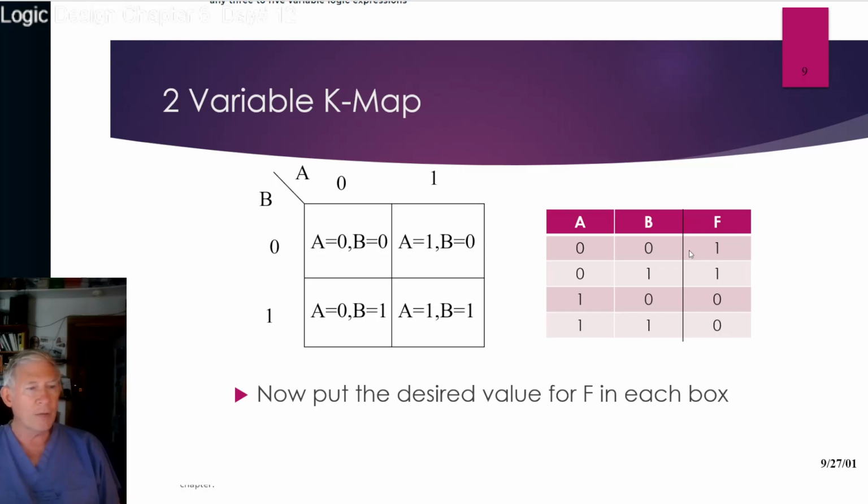And in this case, f is desired to be 1 for row 0, 1 for row 1, 0 for row 2, and 0 for row 3. And those correspond to these 4 boxes over here in our K-map. So we have A across the top, so 2 columns. We have B down the side, 2 rows. The top row, B is 0, and the bottom row, B is 1. The first column, A is 0, and the second column, A is 1.